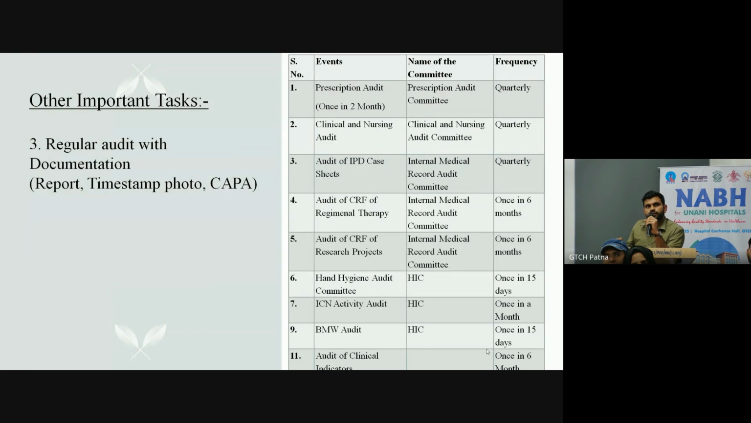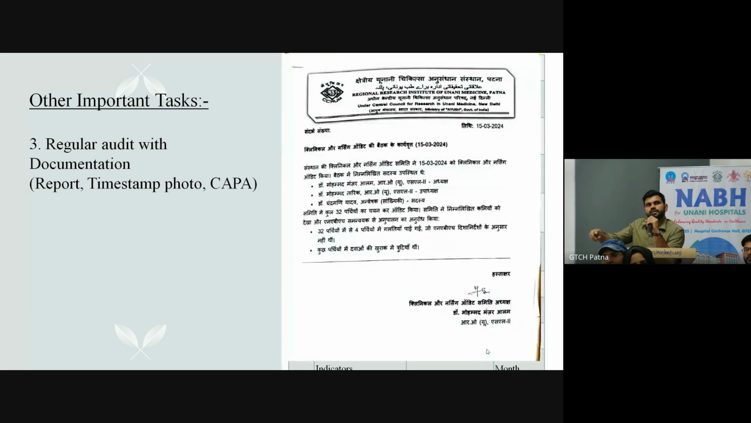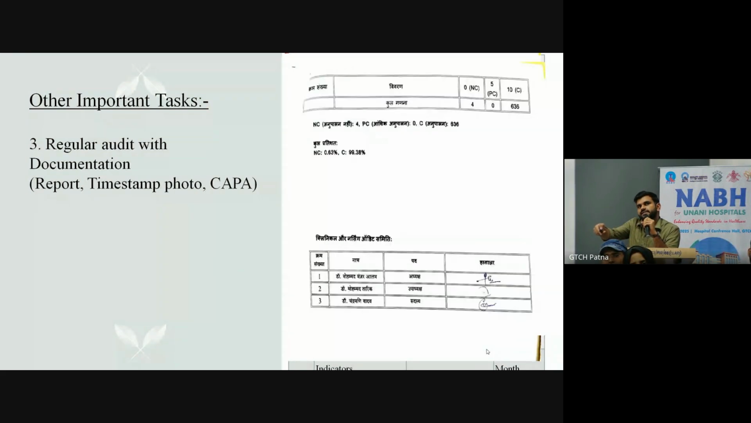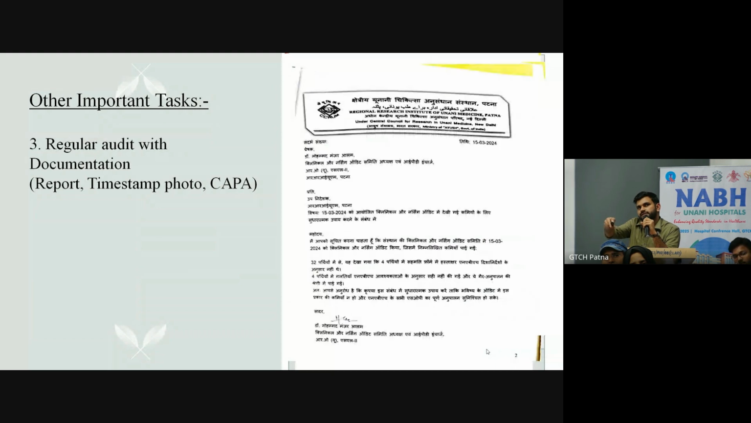Next is the regular audit documentation. Audit is also very necessary. Prescription audit should be done quarterly. Clinical nursing audit should be done quarterly. IPD case sheet should be audited quarterly, and there are other parameters which should be audited. Next, this is how the report can be made for that audit: how much deficiency you have found and what corrective action and preventive action you have taken. This is the format of corrective action and preventive action.